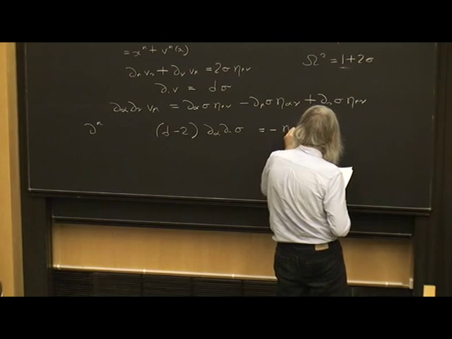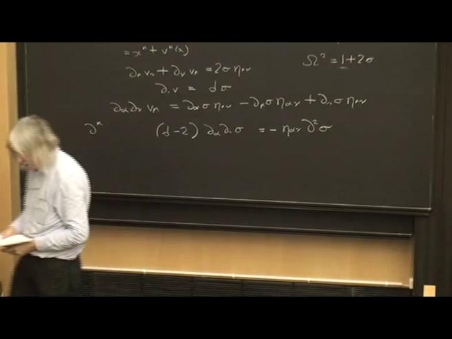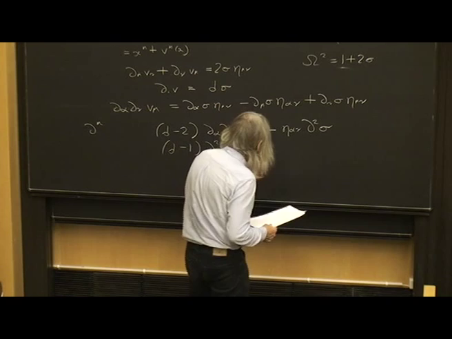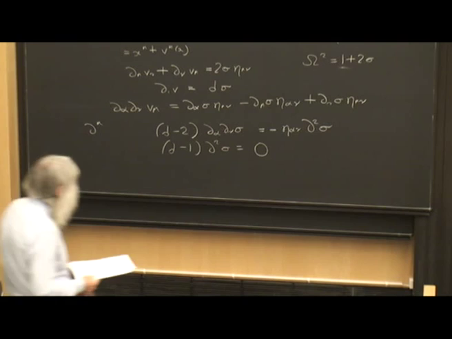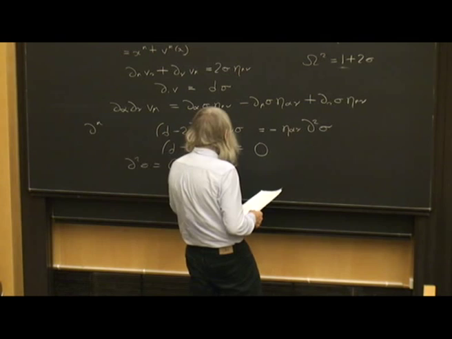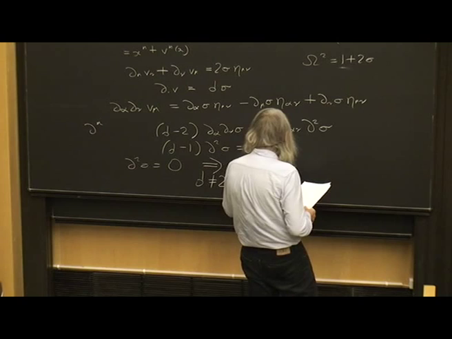And so here you begin to see that things depend on what dimension you're in. In fact, if you just contract indices here, you'll get (d minus 1) del squared sigma, which is equal to 0. The point is that we're going to assume now that del squared sigma is equal to 0, and then this implies, if d is not equal to 2, that d alpha d nu of sigma is equal to 0.